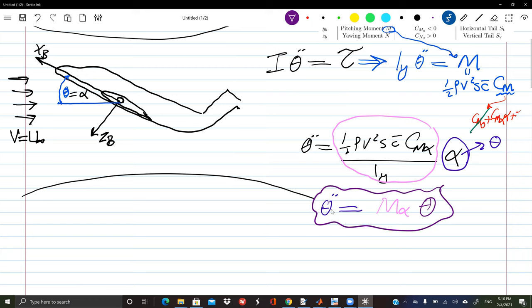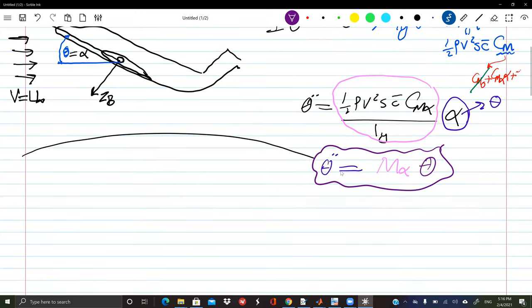So my equation of motion is theta double dot equals some constant, 3, 4, -1, -2, right? It depends. This is the M alpha. What's M alpha? It is given from this pink equation. Give me the geometry, I can give you your M alpha. Okay, any questions so far?